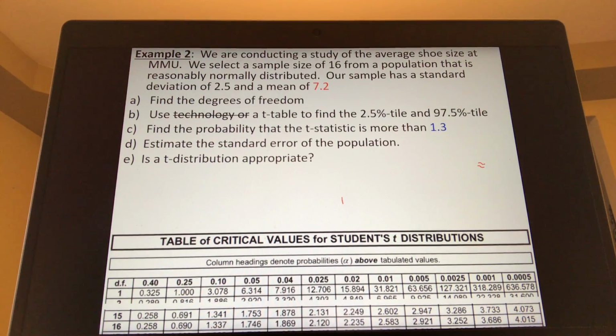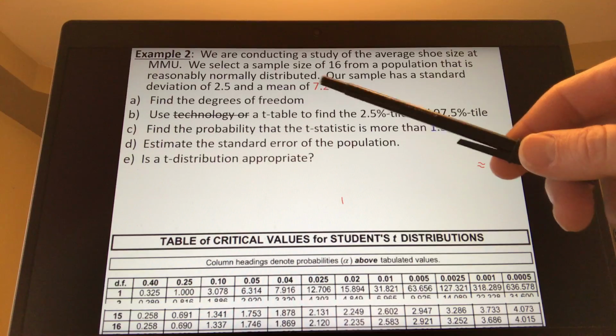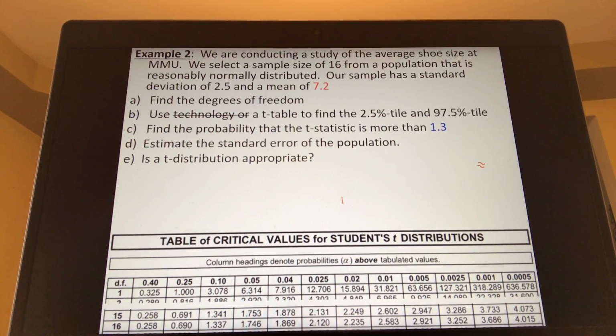All right, guys, I went back and looked at this example to see if this mean was even important down here. In terms of what we're doing, I don't think it's even going to matter.